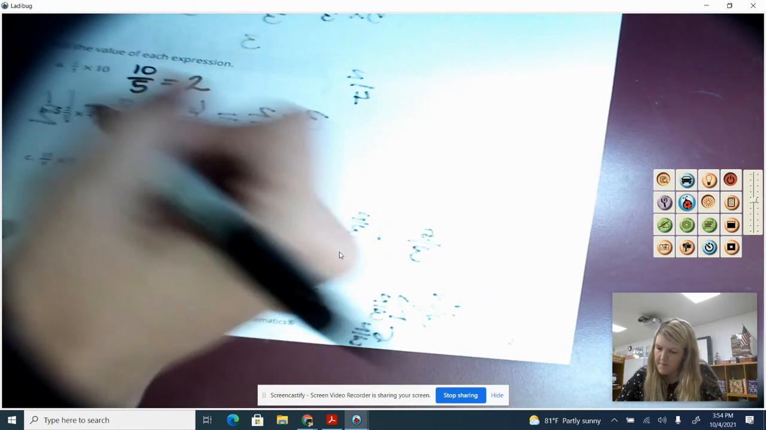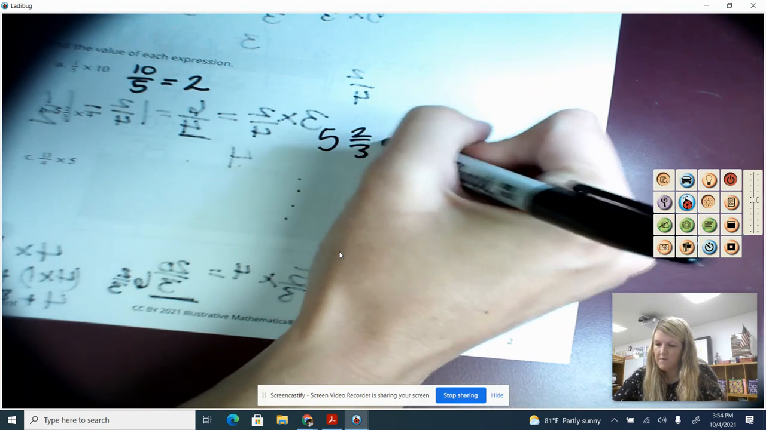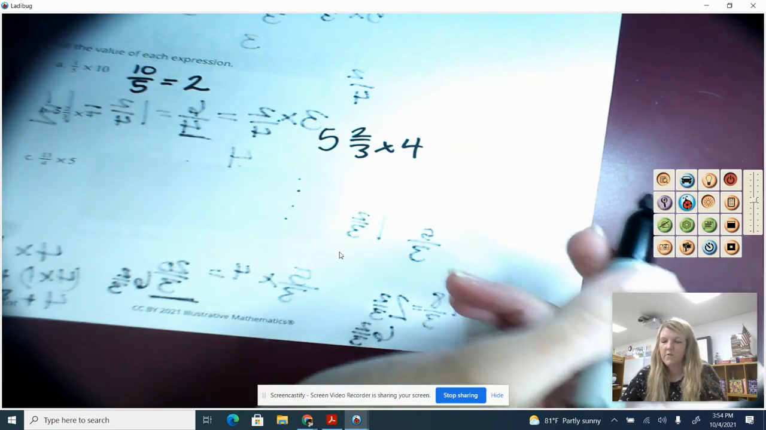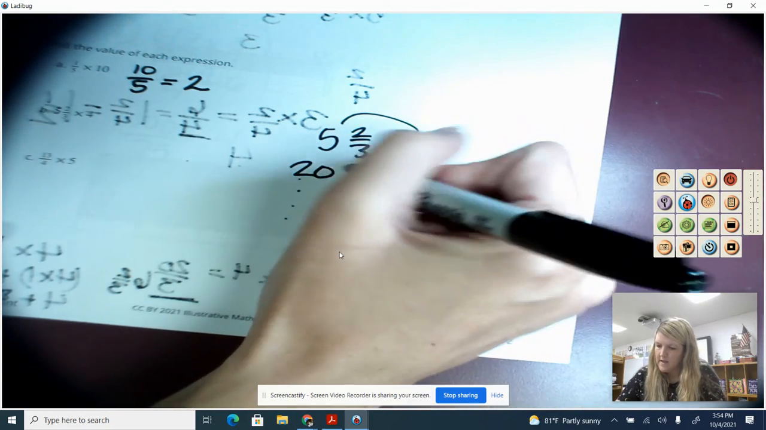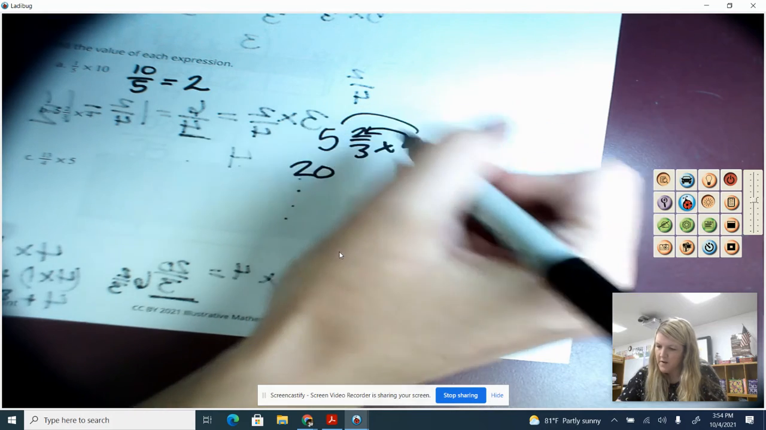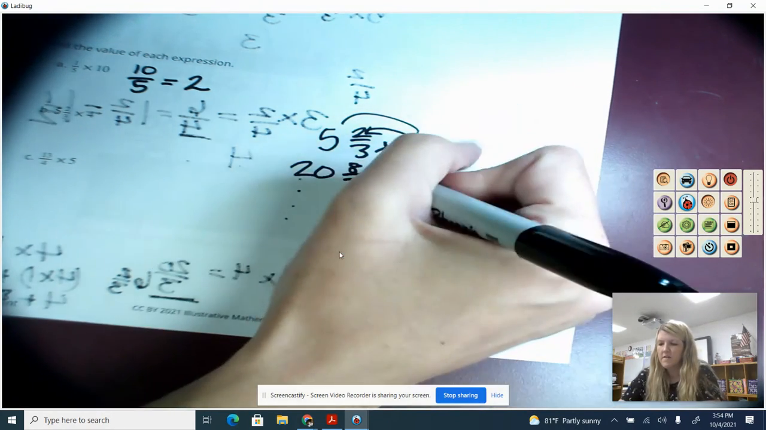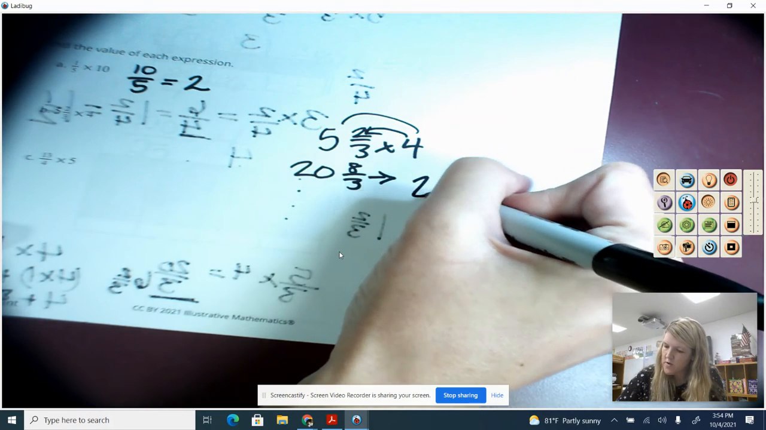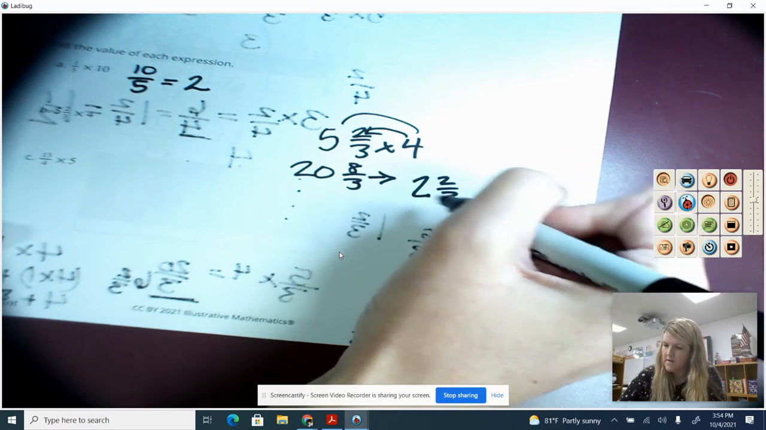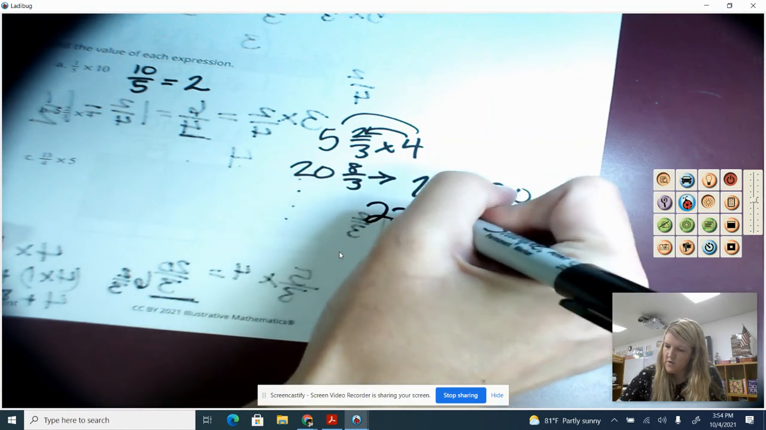Then I've got, this one may be kind of hard to see on my page, 5 2/3 times 4. So remember, I'm going to multiply 4 times 5, and that gives me 20. And then 4 times the 2/3, so that gives me 8/3. So 20 8/3 would be the same. I can rename the 8/3 to 2 2/3, and then add the 20 to that. So 22 2/3.